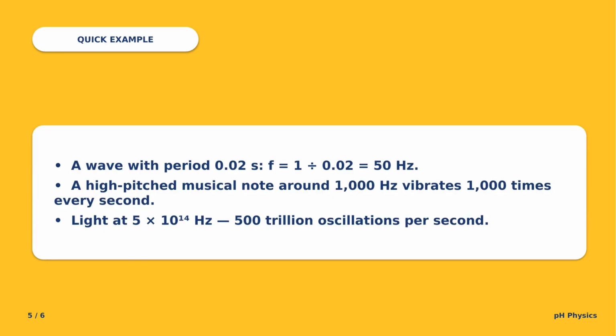Quick example. A wave with period 0.02 seconds. So F equals 1 divided by 0.02 equals 50 Hertz. A high-pitched musical note around 1000 Hertz vibrates 1000 times every second. Light at 5 times 10 to the 14 Hertz is 500 trillion oscillations per second.